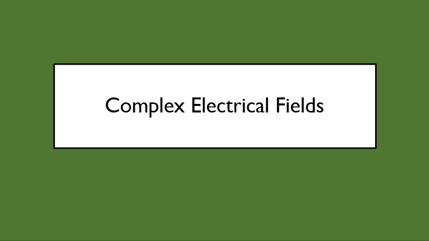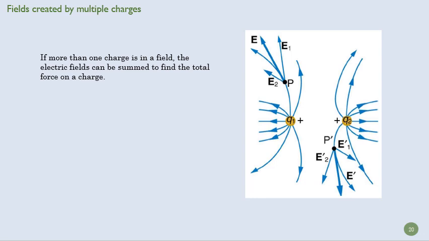All right. Now we talked about electric fields last time, and we talked only about an electric field that was created by a single, stationary charge. We're going to dig into some more complex electrical fields. What happens when I have multiple charges? Fun happens. That's what happens.